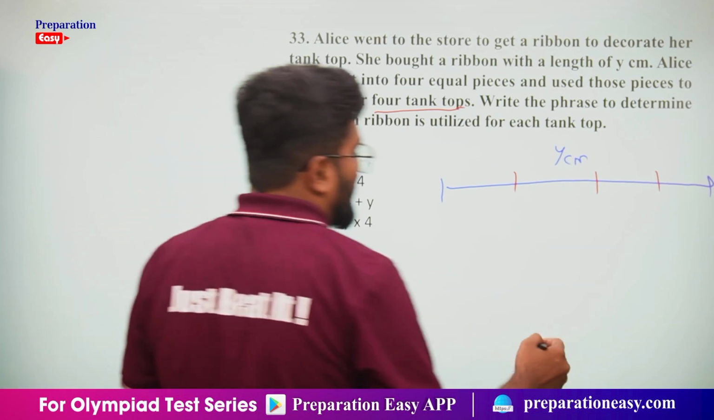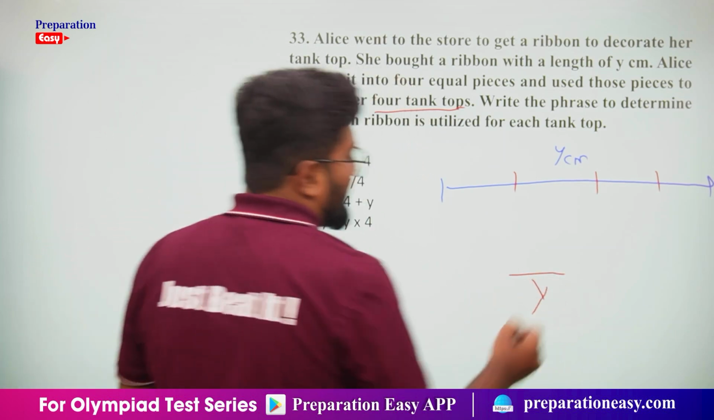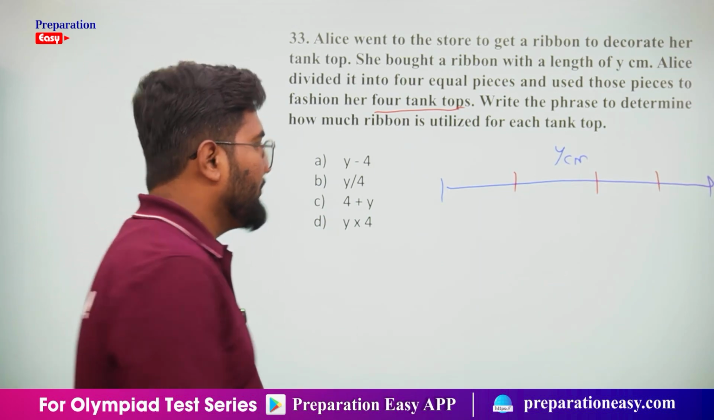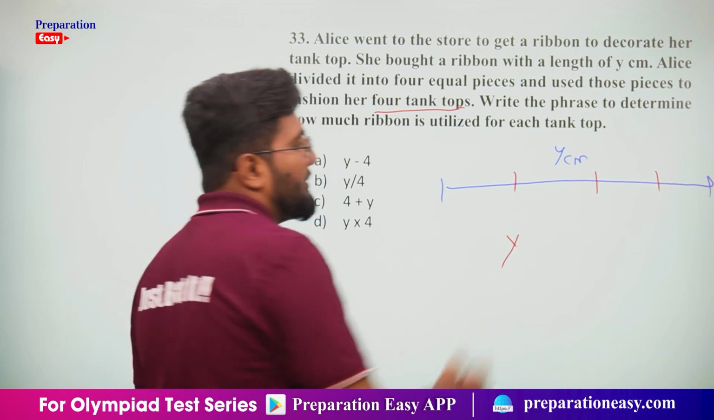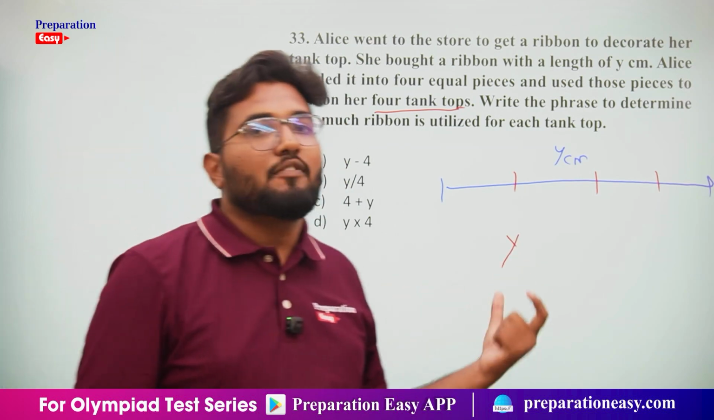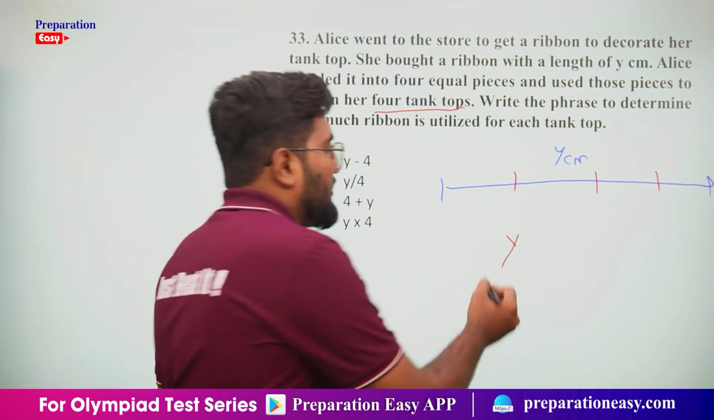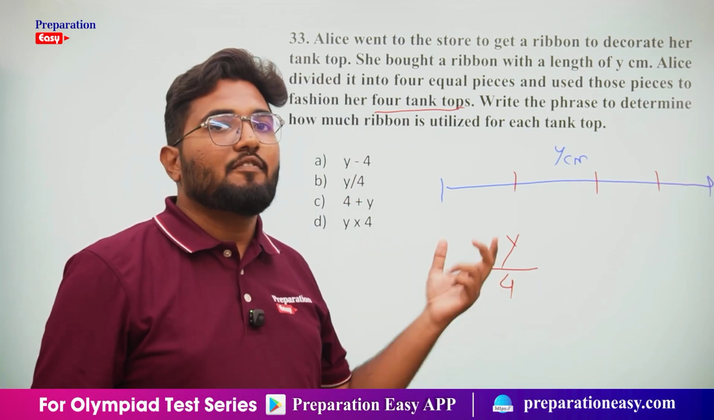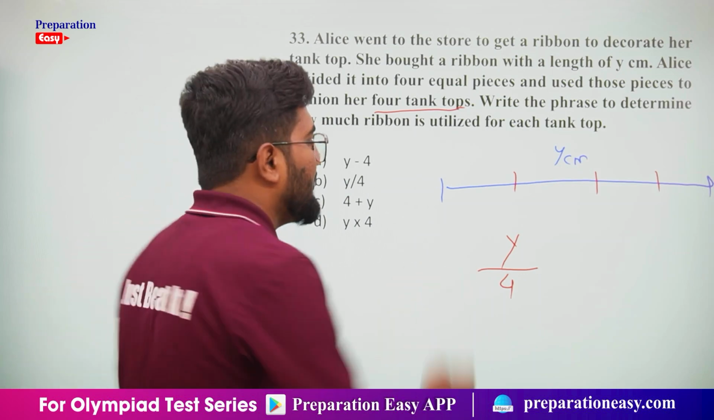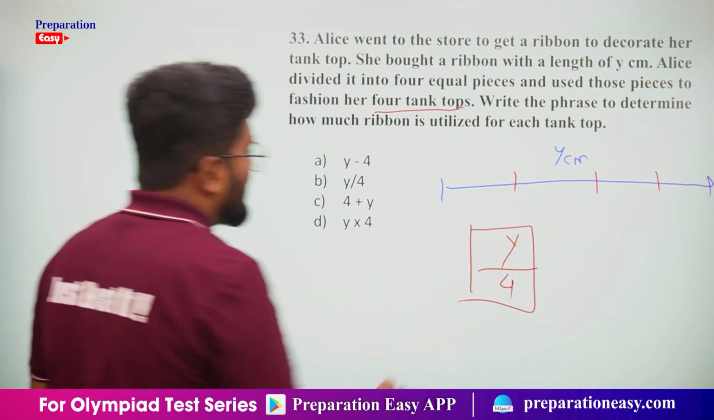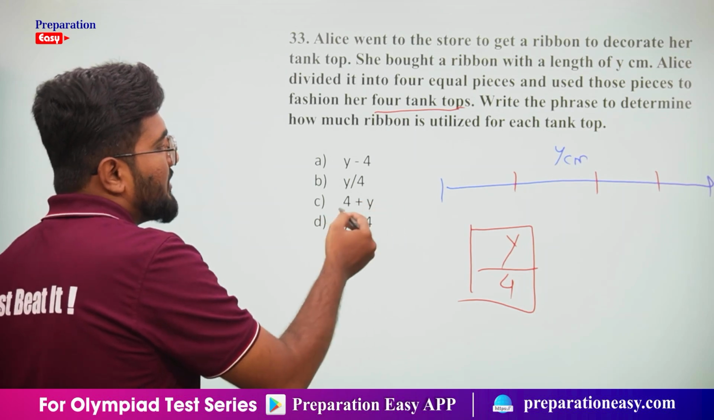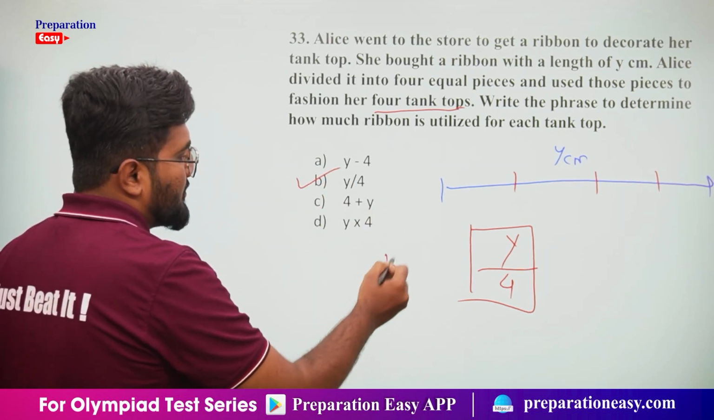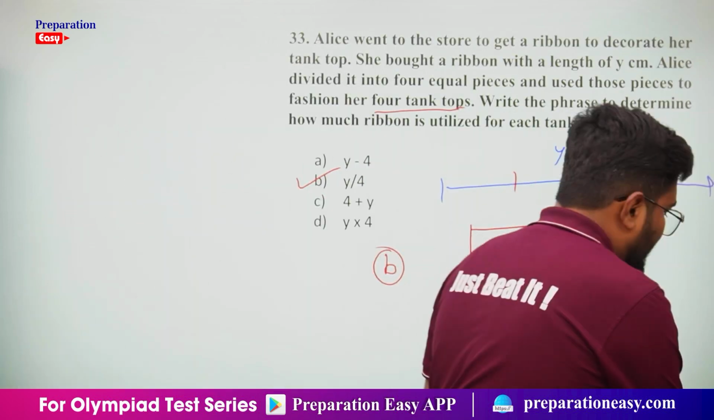So the total ribbon is y centimeter. And how many tank tops are made from the y centimeter ribbon? We have made 4 tank tops. So the phrase will be y divided by 4. Let's check our options: y minus 4, y divided by 4, y plus 4, and 4 into y. So our correct option will be option B. Okay. Let's move to our next question.